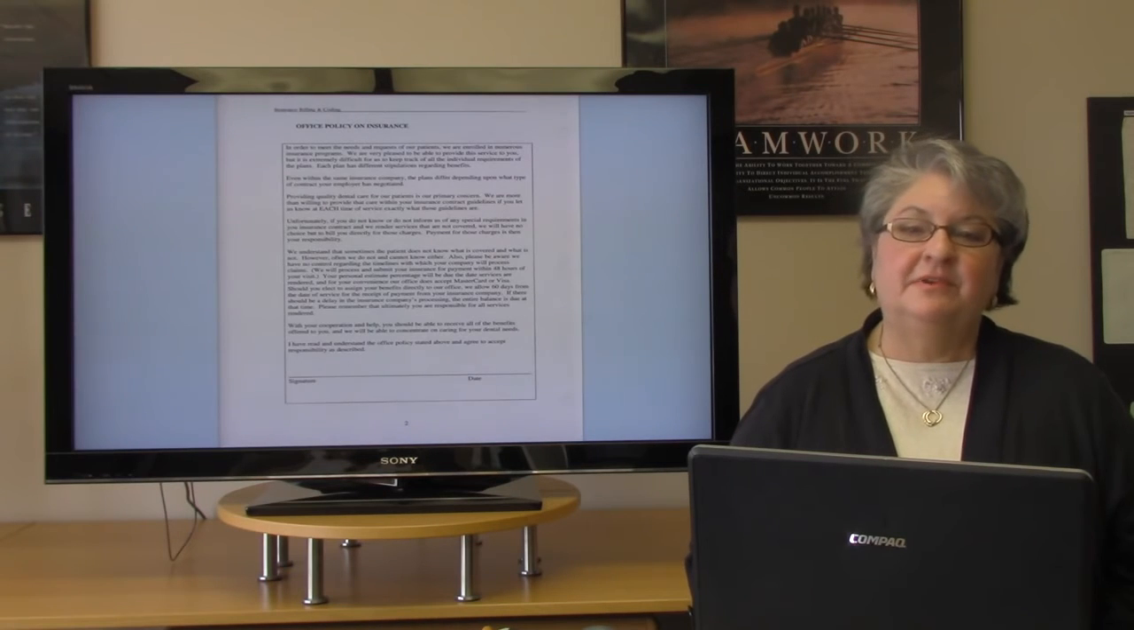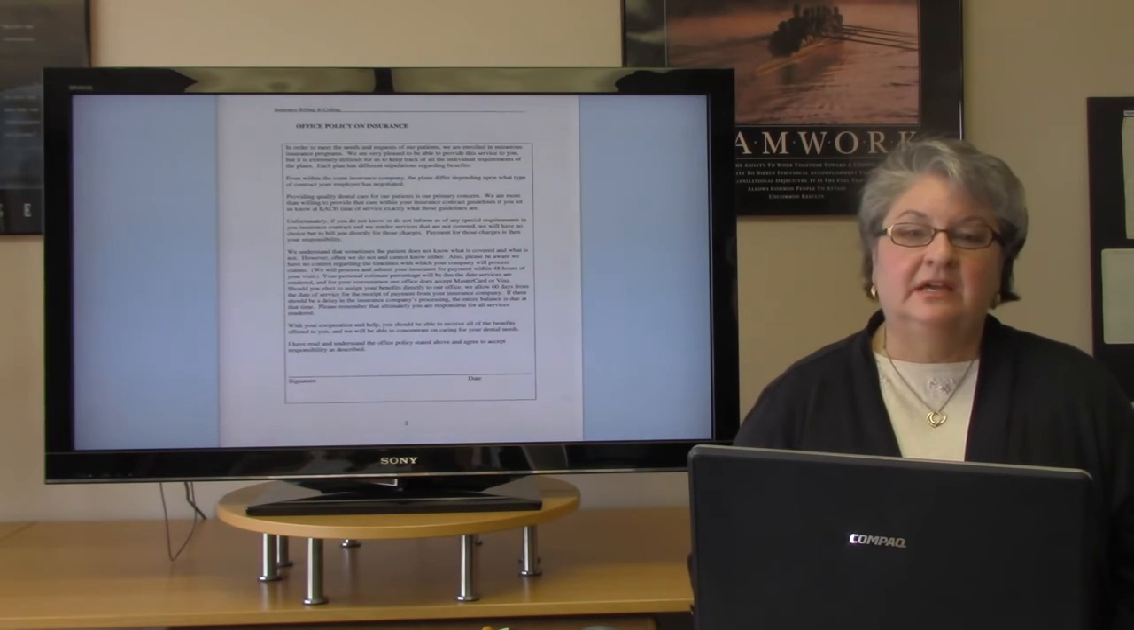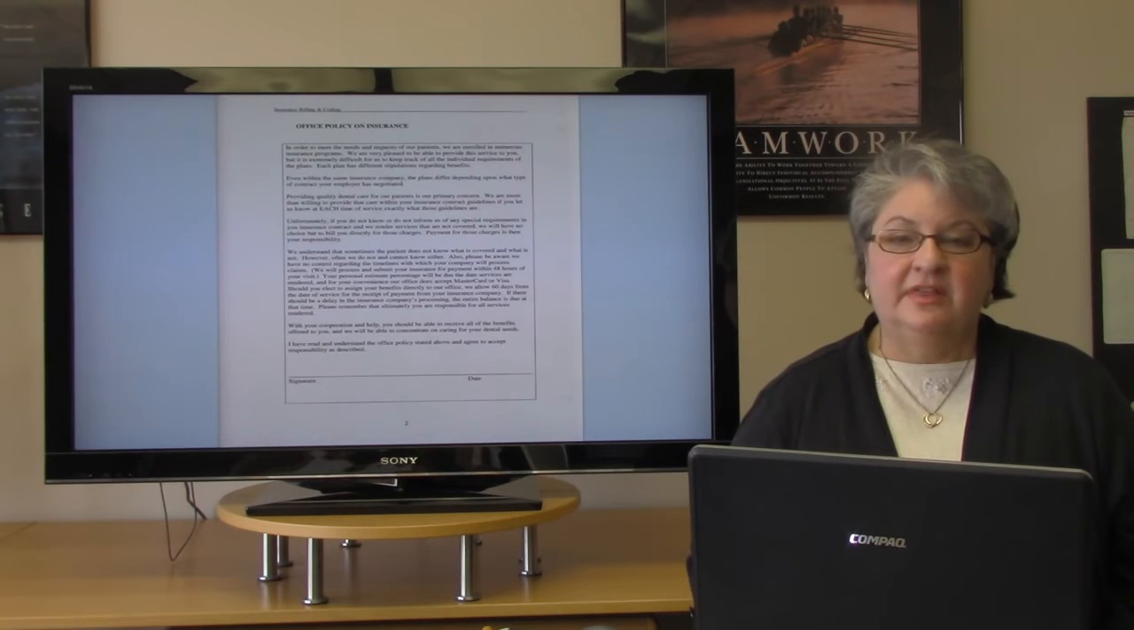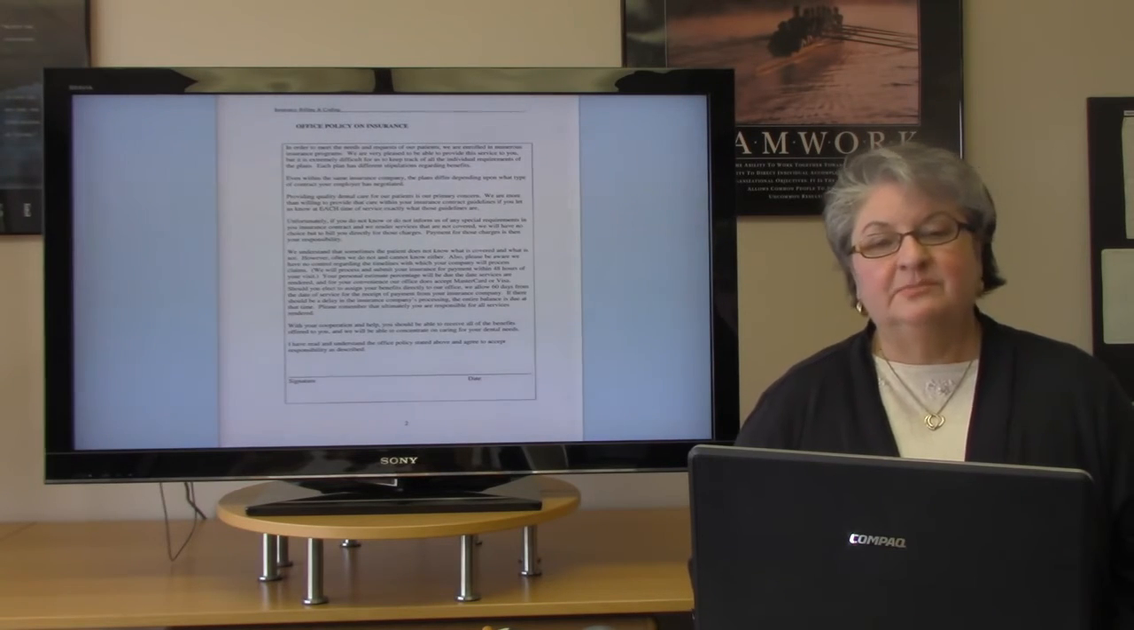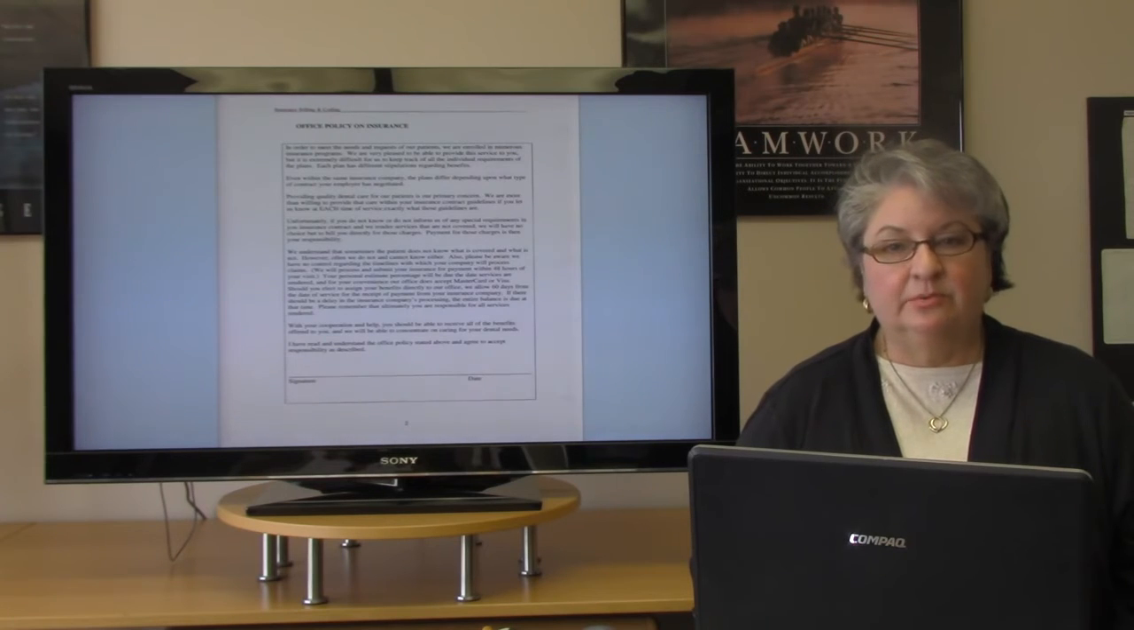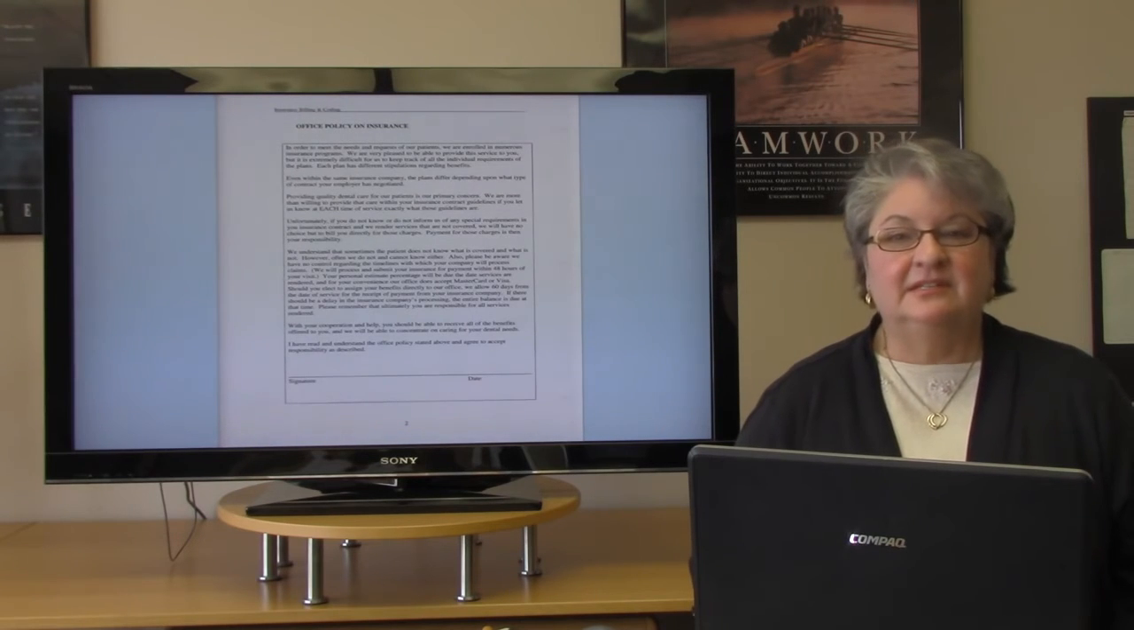Here is a copy of a letter that can be given to the patient. The letter states that the patient knows that they are responsible for the entire balance regardless of insurance coverage, and then they will sign and date that at the bottom. This is in PDF form in your curriculum.